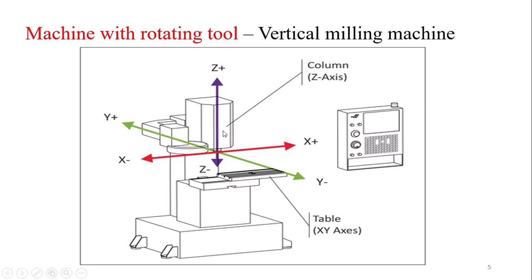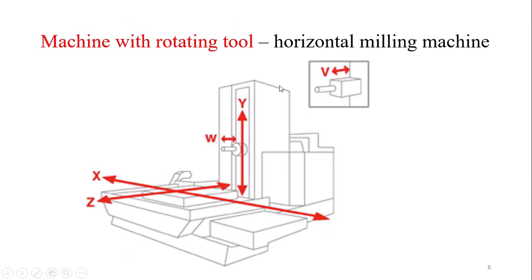And perpendicular to both x and z is the y-axis. Clear? So it is very well defined. Then this is your horizontal milling machine. Everybody has seen this horizontal milling machine. So in your horizontal milling machine, this is your tool rotating, correct? So this will remain your z-axis. Okay, very fine. This is your z-axis.